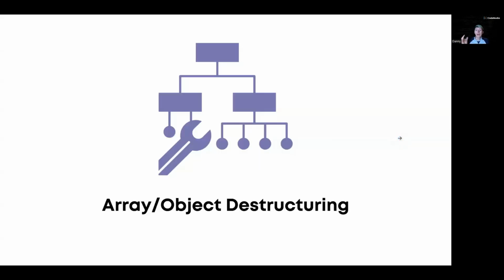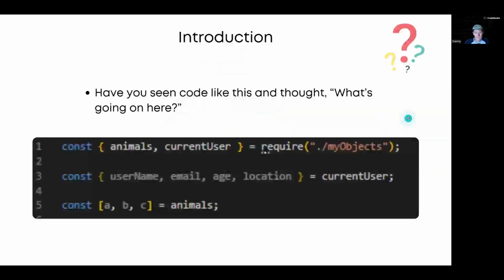And today we're going to talk about array and object destructuring, which was introduced in 2015 in ES6 for JavaScript. So have you ever seen code like this and thought, what's going on here? You see some import of some object, maybe an array or something, and then on line 3, const, curly braces, some variable names set equal to some object name or variable name. Or on line 5, you might see square brackets with various variable names set equal to some array. Well, what is happening?